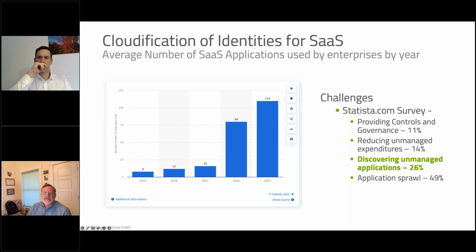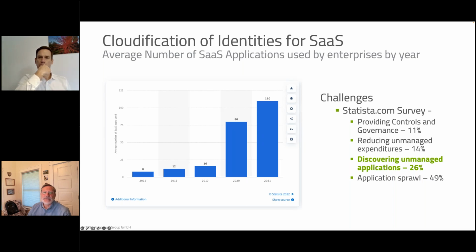That same Statista.com has a survey of what people think are their challenges. And one of the big ones is discovering unmanaged applications. And that's because there's this need to move quickly, to adopt quickly some of these tools. And so departments within organizations are going around the IT department or around the InfoSec to make use of those tools. And those tools are putting corporate resources at risk.